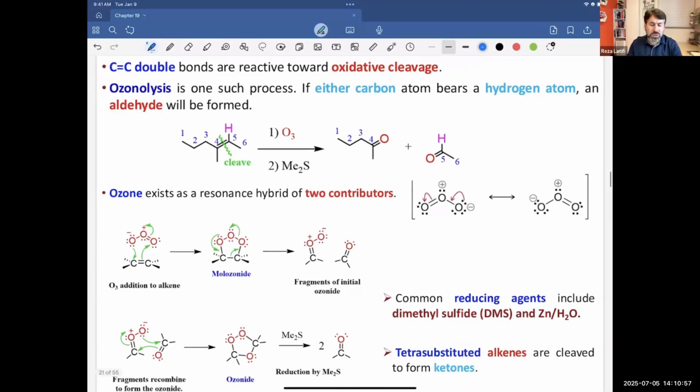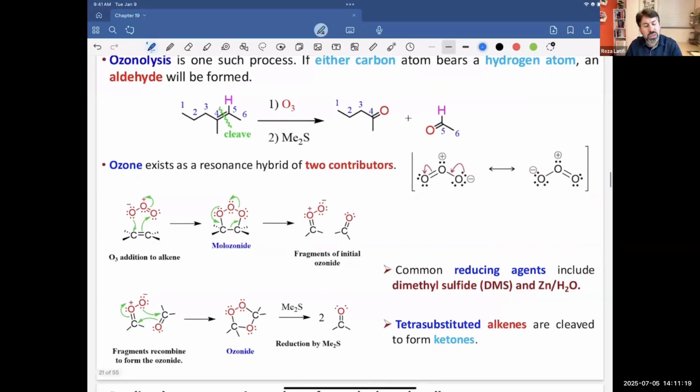Now, we need to slow the reaction, otherwise we might go through over-oxidation, and we can actually turn aldehyde to carboxylic acid. So we need to have a reducing agent, and the reducing agents we can use are dimethyl sulfide or zinc in the presence of water to technically slow the process.